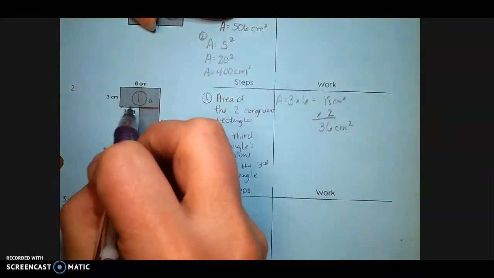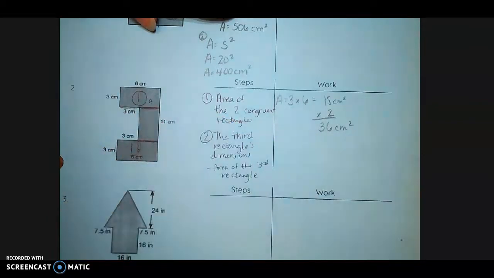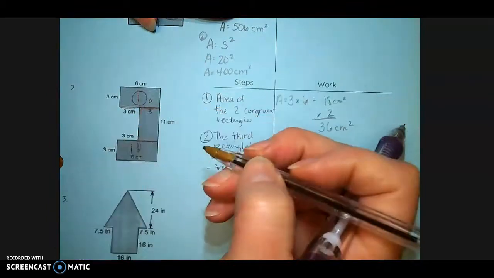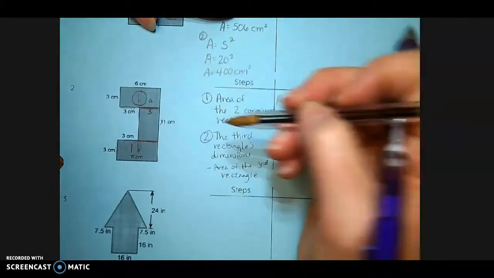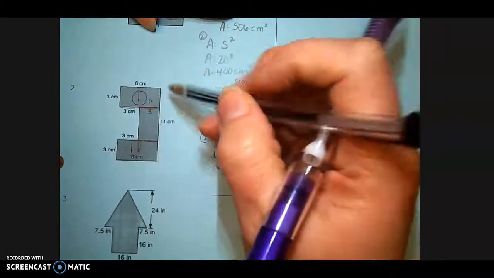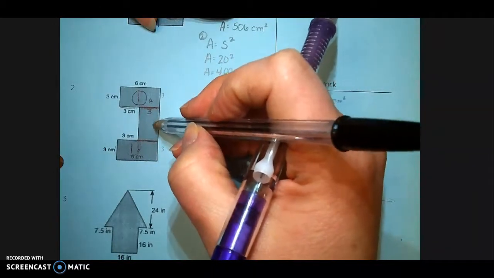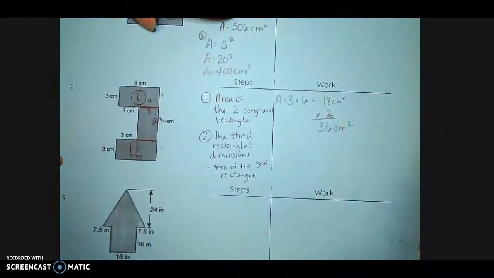Well, if this is 3 and this top part is 6, that means this part right here is also 3. So I just found the width of that rectangle. If this whole piece here is 11 as it's labeled, and this part is 3 and this part is 3, so I'm taking this 3 away and this 3 away, that leaves me with this middle part as 5 centimeters.